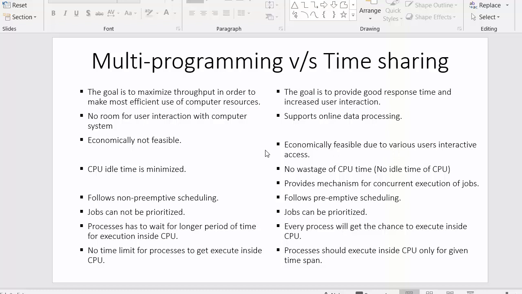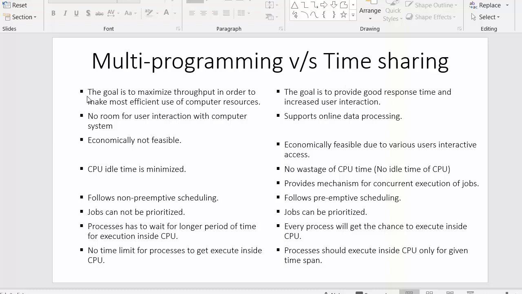In my last videos I have completed the discussion on multiprogramming and time sharing systems. So now in this video we will make a comparison between both of these systems. Here I have listed down some points. With the help of these points we will try to understand what are the differences between these two systems.